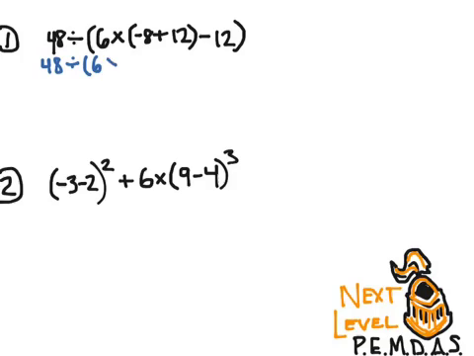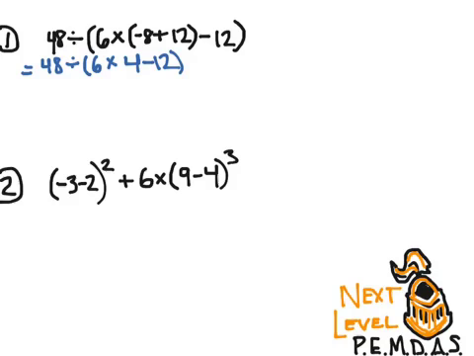That's 6 times. And then the only thing we're doing in this step is simplifying this set of parentheses. So -8 plus 12 is +4. And then we have minus 12. So already a little bit more simple of a problem. Whenever you do simplify what's in parentheses, you can take out the set of parentheses. So now we only have one set of parentheses. So our first statement is equal to 48 divided by 6 times 4 minus 12.